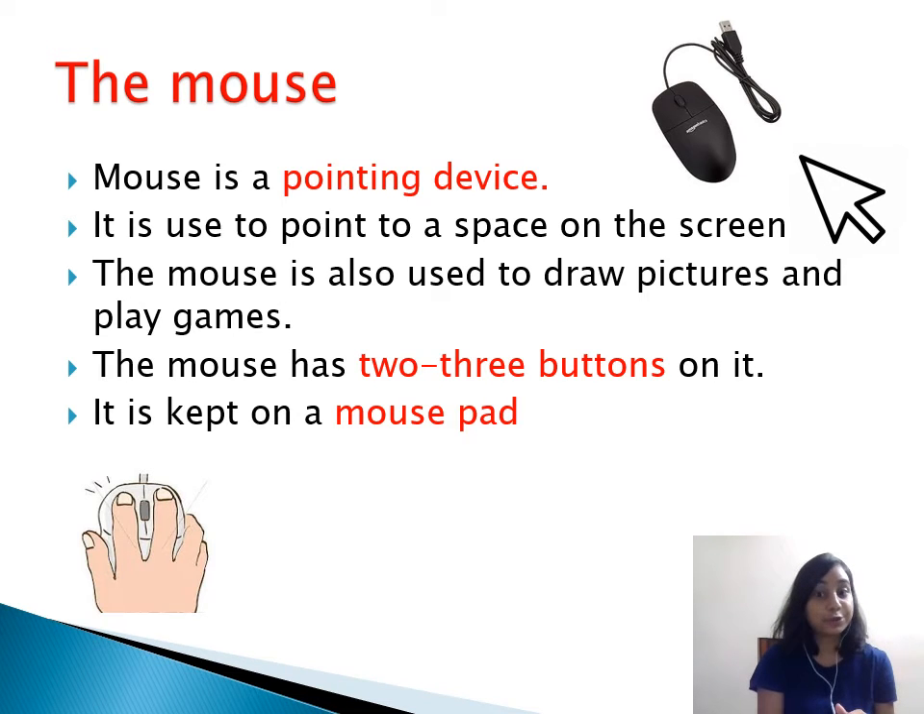The mouse is also used to draw pictures and play games. A mouse has 2 or 3 buttons on it, and a mouse is usually kept on a mouse pad. Here you can see the picture how we should hold a mouse. Okay.